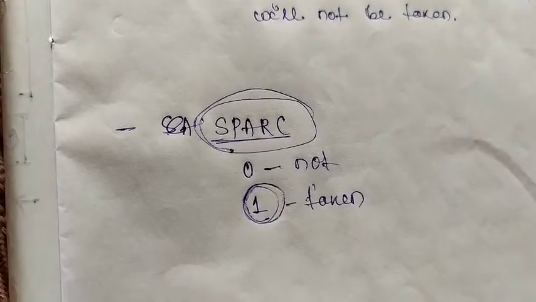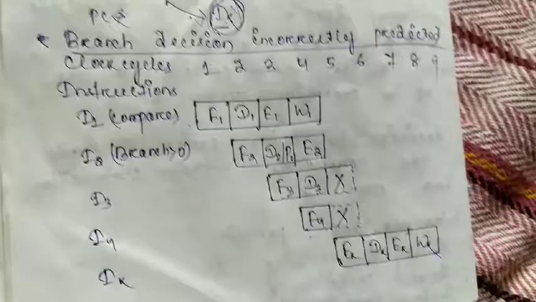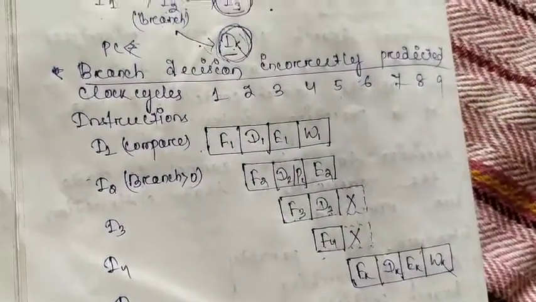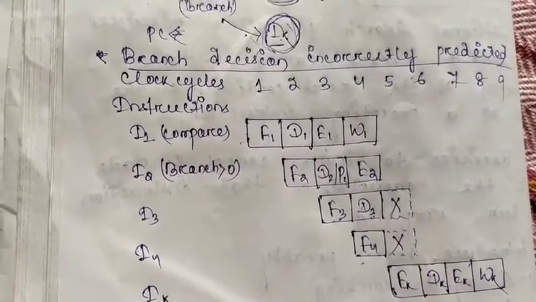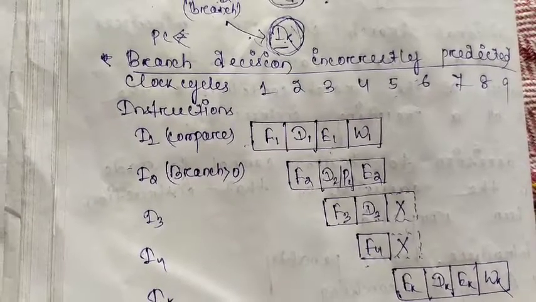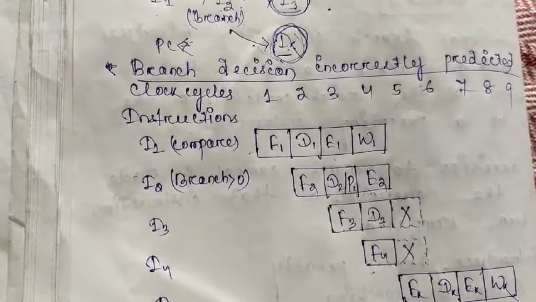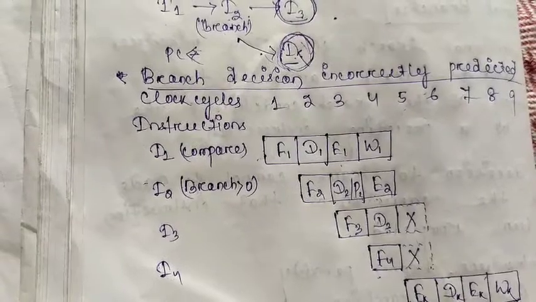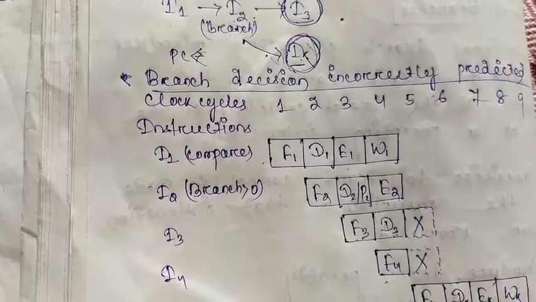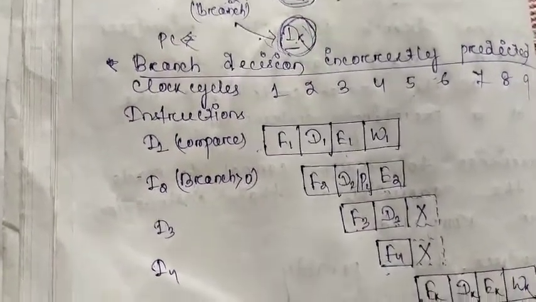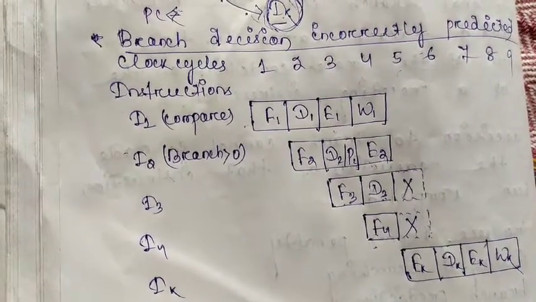So this is all about branch prediction. This is a diagram of an incorrectly predicted branch instruction, and how you can correctly predict. There are two ways: whether it is at the end of the loop or at the beginning. If it is at the end, you predict that the branch is taken. If it is at the beginning, you predict that the branch is not taken. Basically it depends on the hardware and sometimes the compiler. This is all about branch penalty. Thank you.